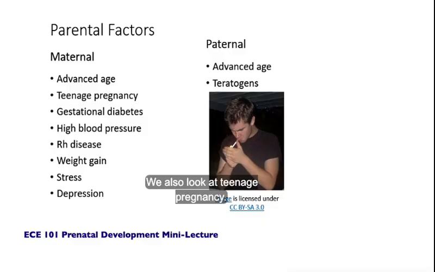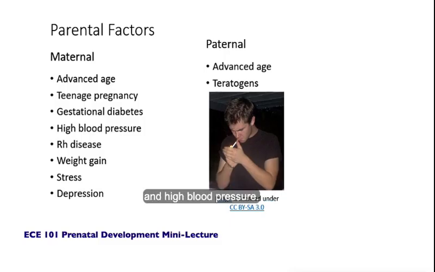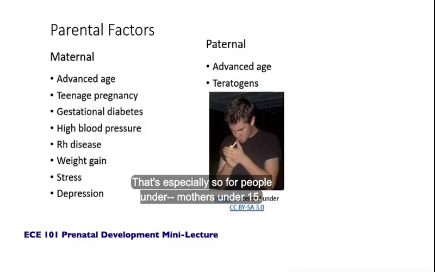We also look at teenage pregnancy. Teenagers are more likely to have pregnancy complications, including anemia and high blood pressure. That's especially so for mothers under 15. There is a higher risk of premature delivery, low birth weight, and other serious health problems, which have their own negative consequences. Part of this relates to the fact that teenagers are less likely to get the high quality prenatal care that they need and may engage in some risky behaviors that don't lead to good health outcomes for their child.